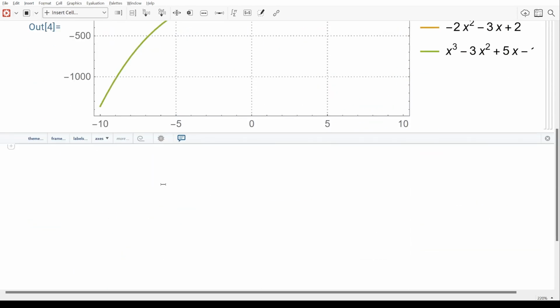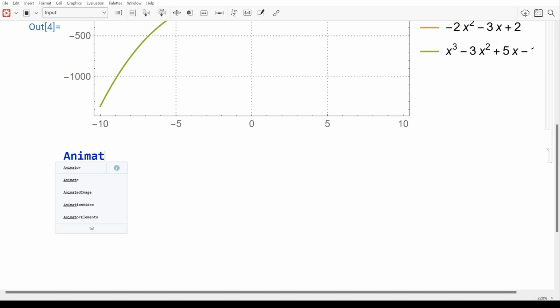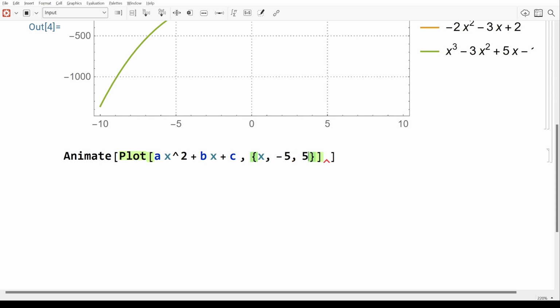So let me try to do something. Let's see if I can actually do it. So let's say this is ax squared plus bx plus c, and I want to plot it from minus 5 to 5, where my values of a will be taken from 0. When this is 0, this is just a linear function. So at a equals 0, that should be a straight line. So let's say it's from 0 to 3.